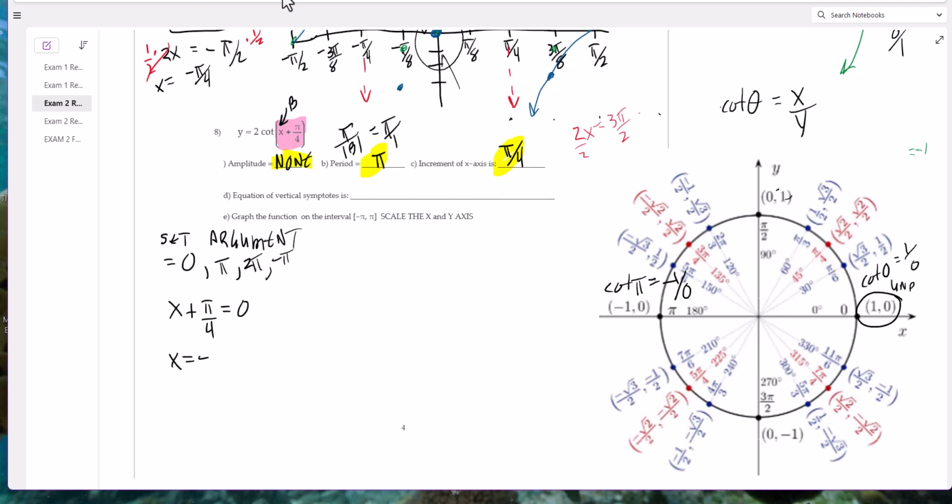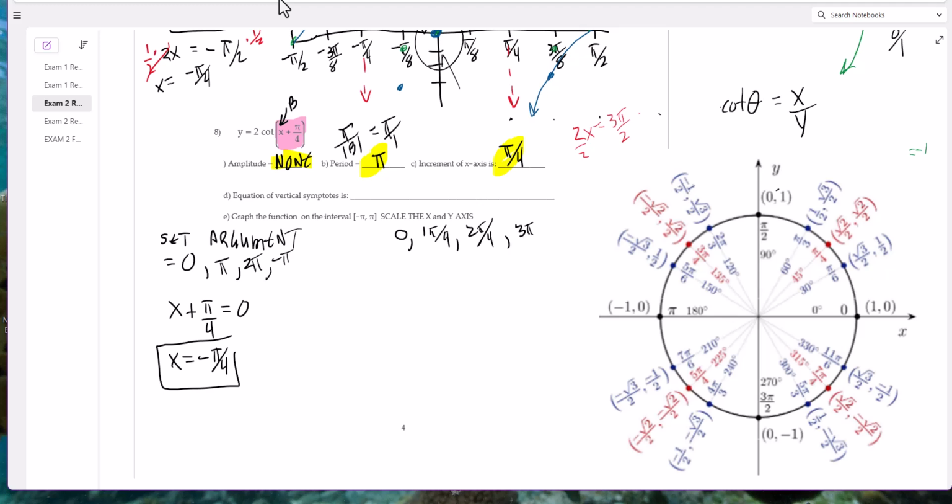Now, I'm going to show you on this problem that you don't have to set the argument equal to anything else. I mean, you could. You could do x plus pi over 4 set equal to pi if you wanted to. But it's really unnecessary. So what I'm going to do is let's do the increment. So 0, 1 pi over 4, 2 pi over 4, 3 pi over 4, and eventually we get to 4 pi over 4, which is equal to pi.